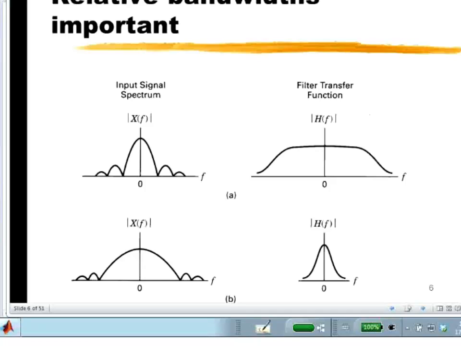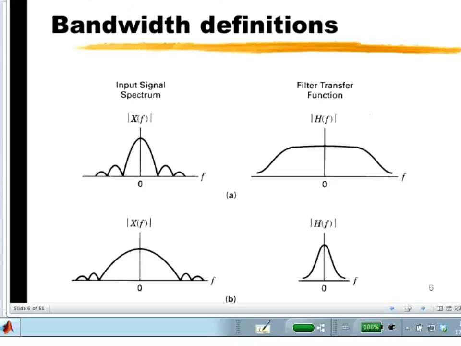channel. If we're in the upper case, in part A at the top, where the input spectrum is fairly narrow relative to the response of the channel, we think that our signal is going to get through without much distortion. So we know this intuitively. We look at it by eye, but we really need a way to quantify it. Each of the signals has infinite bandwidth if we go by a strict definition. But of course, practically there's some finite bandwidth we can use.